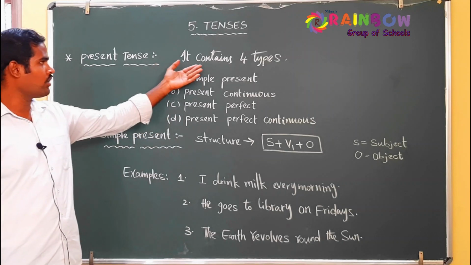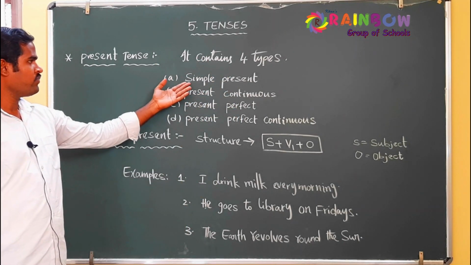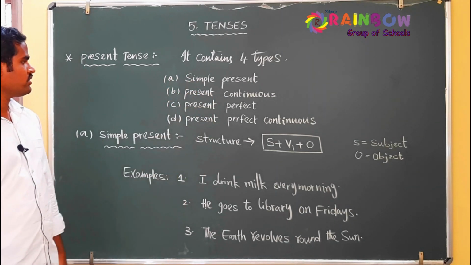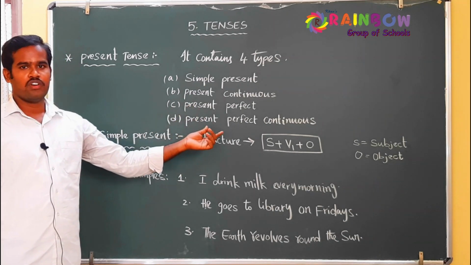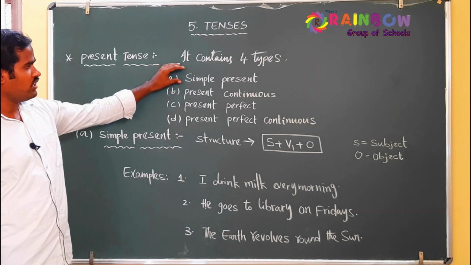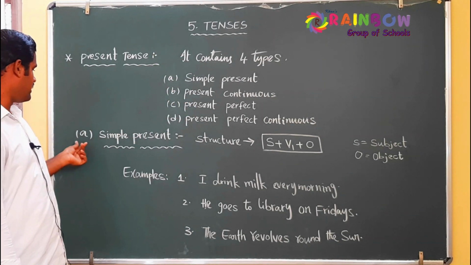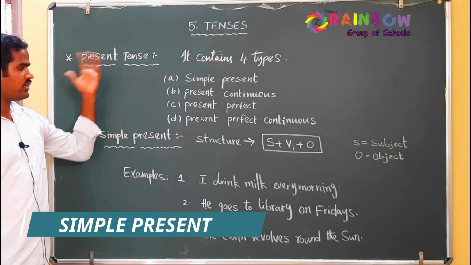So let us get into the details of types of present tense. As I already told, there are four types in present tense, namely A. Simple present, B. Present continuous, C. Present perfect, and D. Present perfect continuous. So we have to discuss each one of the types in detail now. So first let us discuss simple present, the first type in present tense.